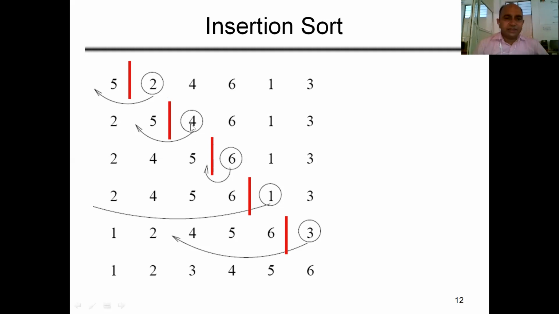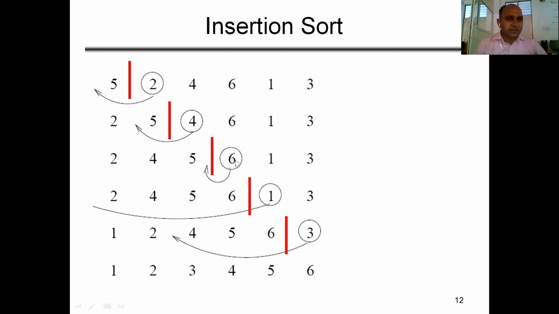Then our next key is 4. We have to compare 4 with 5, because 4 is less than 5, so it will go left of 5. Then we have to compare with 2, because it is greater than 2, so we have to shift 4 in between 2 and 5. Now my three elements are sorted.